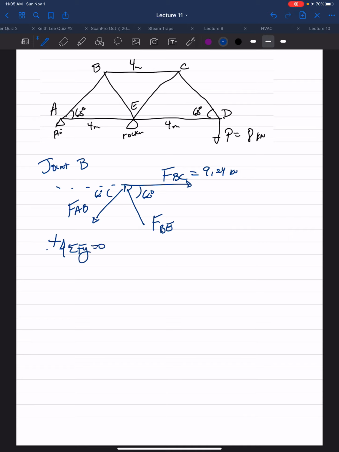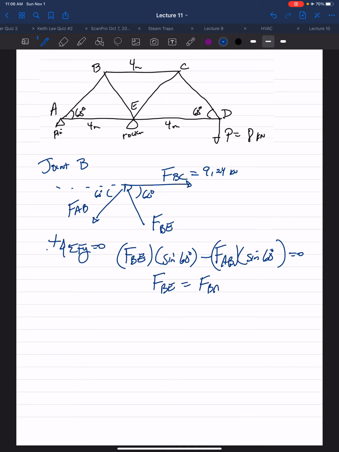Sum of forces in the y direction. You have FBE times sine of 60 degrees minus FAB times sine of 60 degrees equals 0. So therefore, FBE equals FBA.